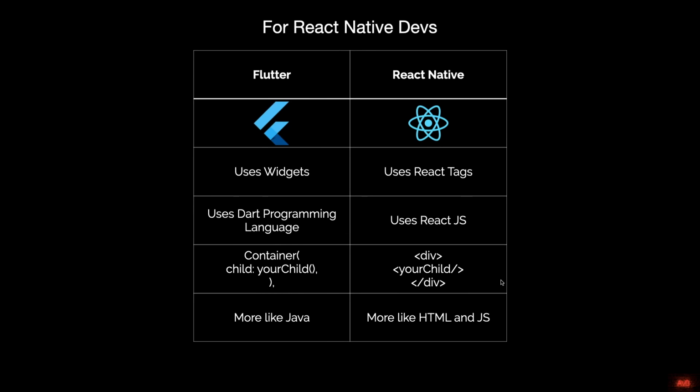Now, for the people who are coming from a React Native background, React Native uses kind of HTML tags and Flutter uses widgets. Flutter uses the Dart programming language and React uses, you guessed it, React.js. This is how it looks in both the languages. Flutter is more like Java, where React is more like JavaScript.